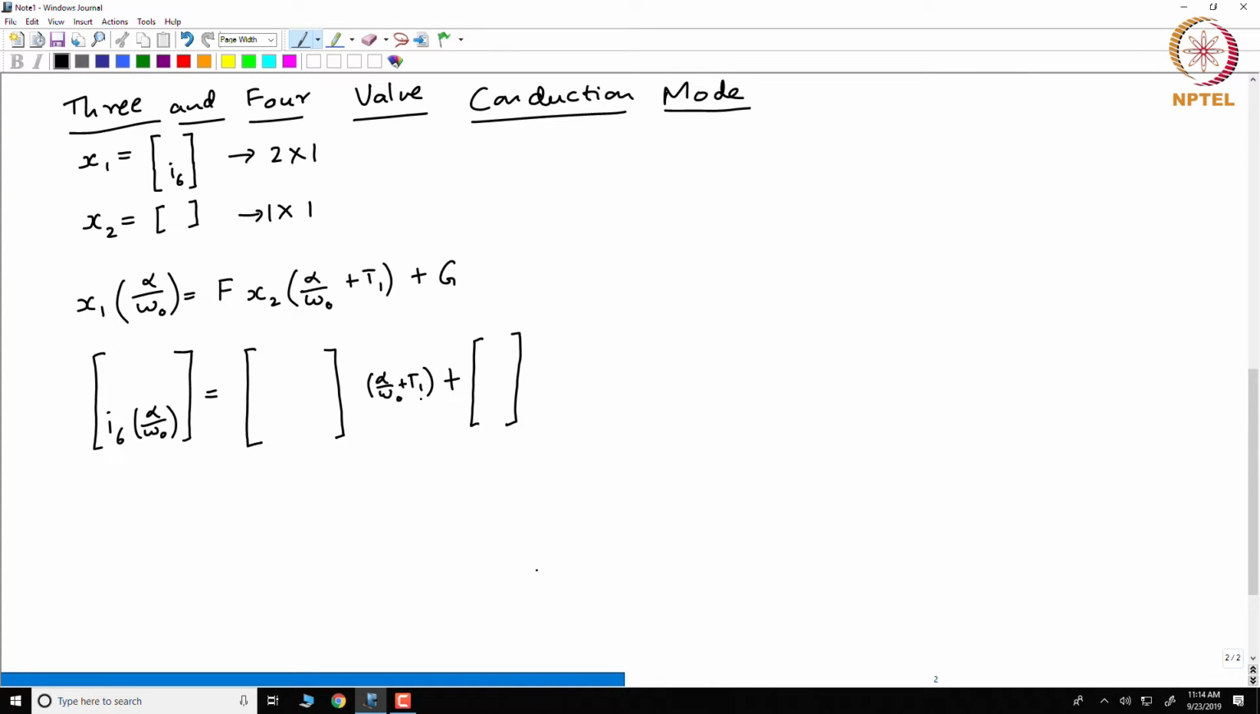So what is that current? I1. Okay, suppose it is I1. Then the left hand side is I1 at alpha by omega O. Suppose this works. Let us see whether we can get F and G. So what is the first element of F? What is I1 at alpha by omega O?